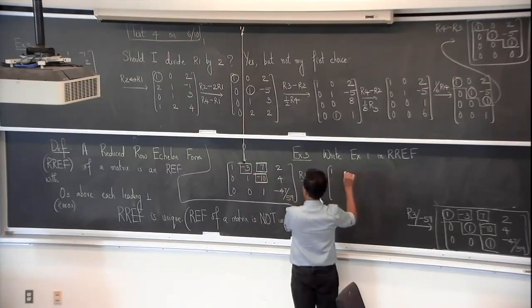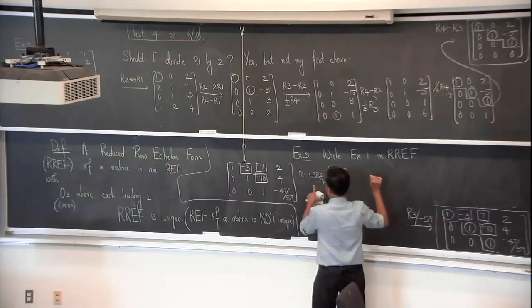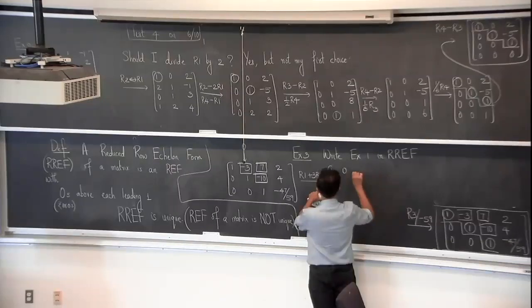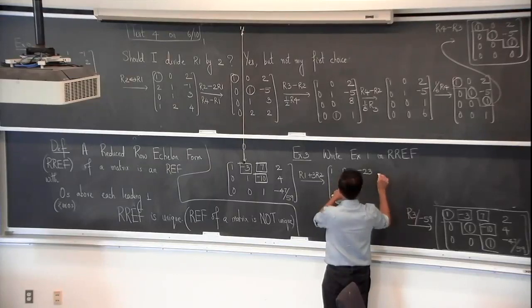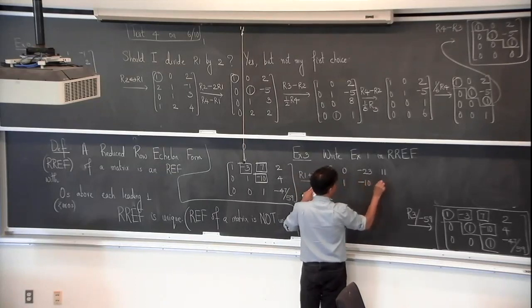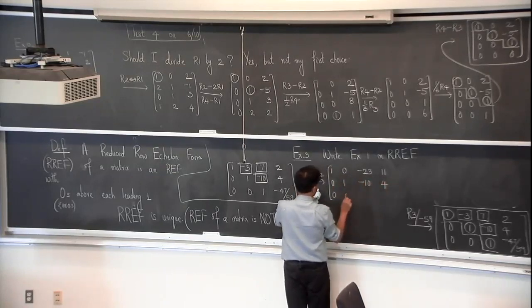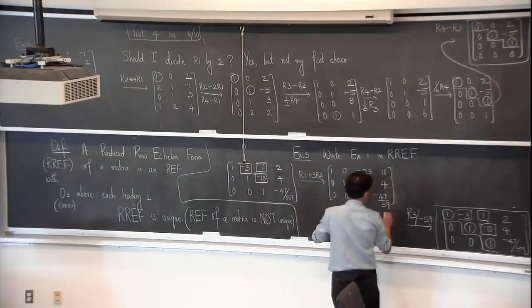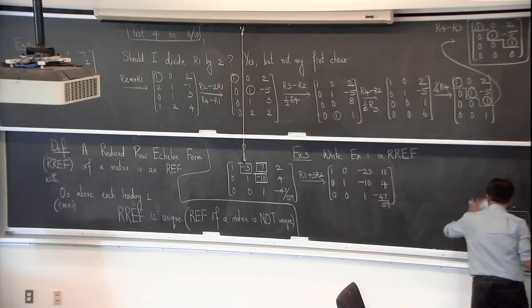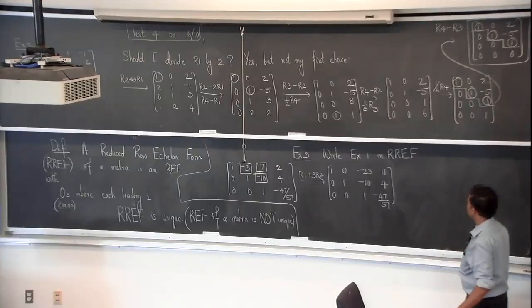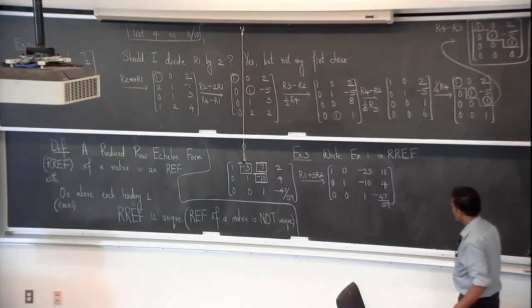So it's going to be 1, 0, R1 plus 3 R2 would be -23, 11, 0, 1, -10, 4, and 0, 0, 1, -47/59. So that one escaped the wrath of that fraction. So we have made some progress there.